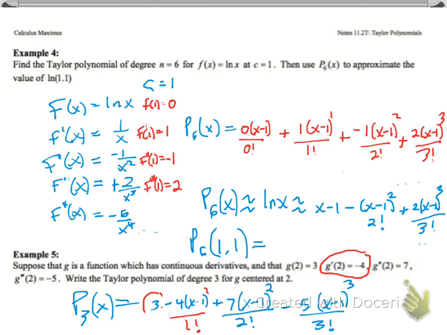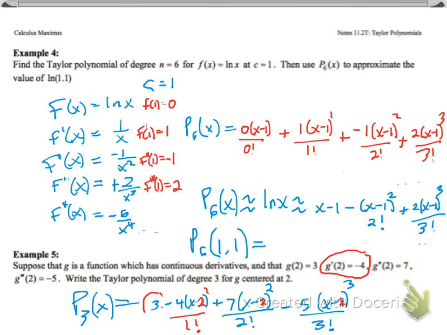I put in the center as 1, didn't I? Anyway, the center is 2, so I'm going to change those to 2 here in a second. So hang on, I'll go back and fix that. So x minus 2 to the second, all over 2 factorial. And then you have the negative 5, because the third derivative is negative 2, with 2 plugged in is negative 5, times x minus 2 to the third over 3 factorial.